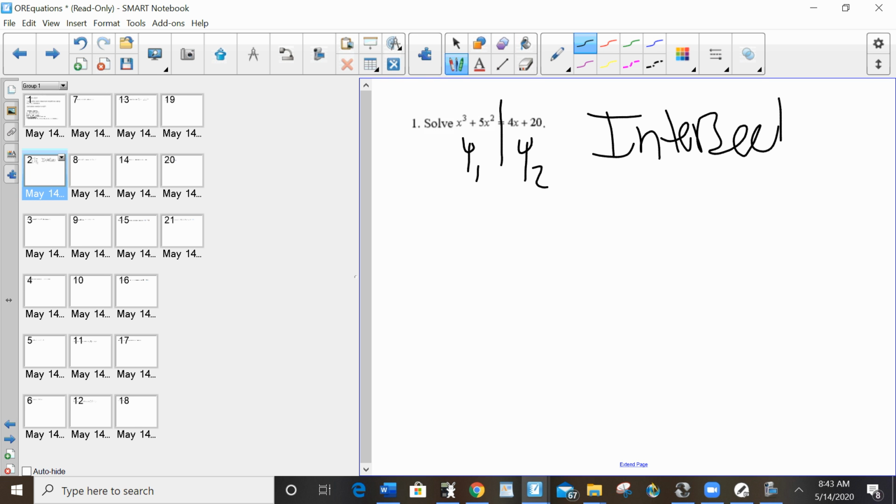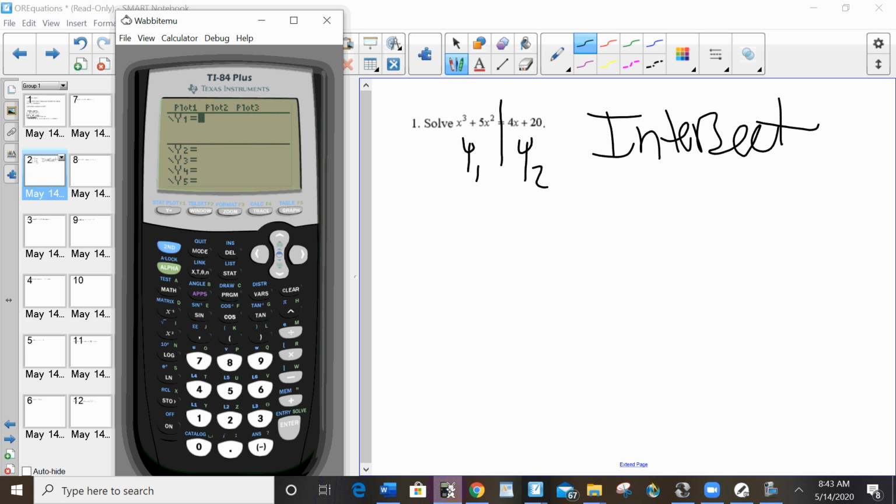So for Algebra 2, we said this is the work you have to show when you're doing it. There's no credit for work on the SAT. It's right or it's wrong. So you can write whatever you want, but I'd like you to understand what we're doing here. So my y1 is x cubed plus 5x squared. My right-hand side is 4x plus 20.